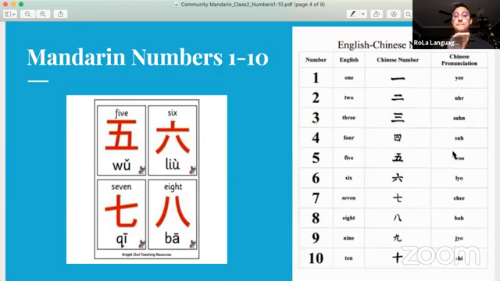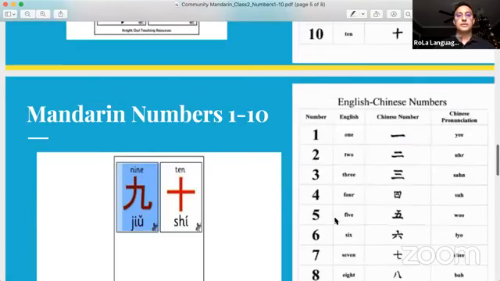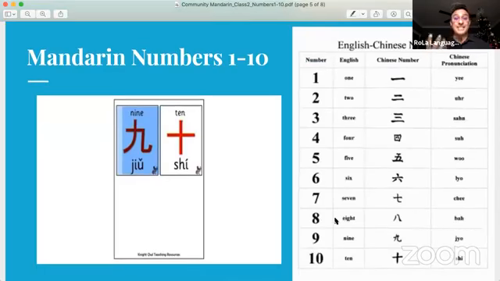Qi, ba, right? Those are the same tones, so stay higher, overexaggerate. So we have wu, liu, qi, ba. Okay, now overdo it. As you learn to speak a little more quickly, it'll become easier for you. Jiu, jiu. Okay, it's a J sound, jiu. And then we have shi, 10, for sure.